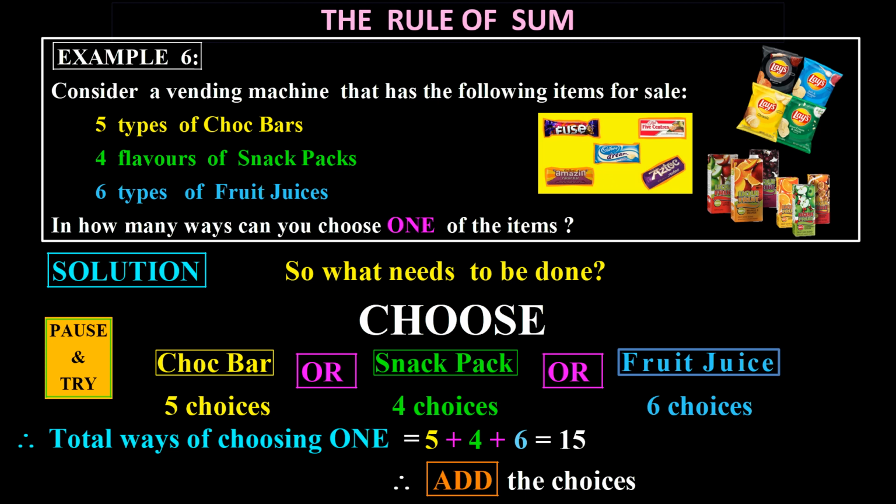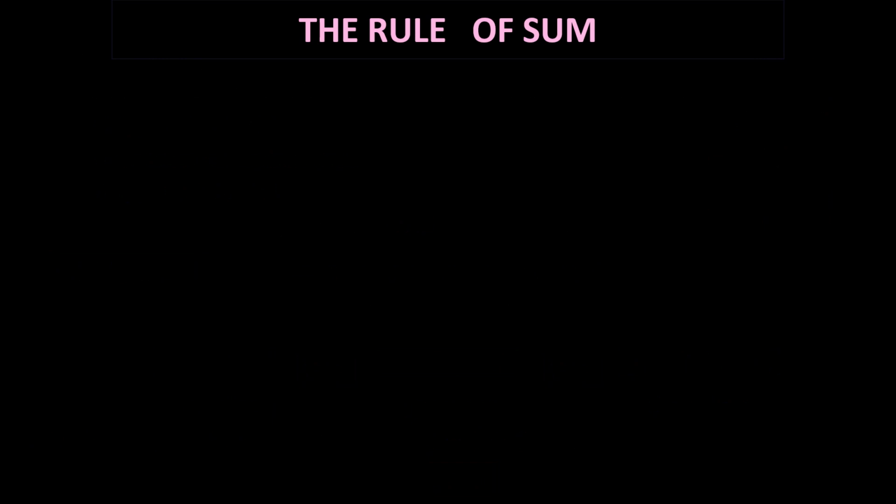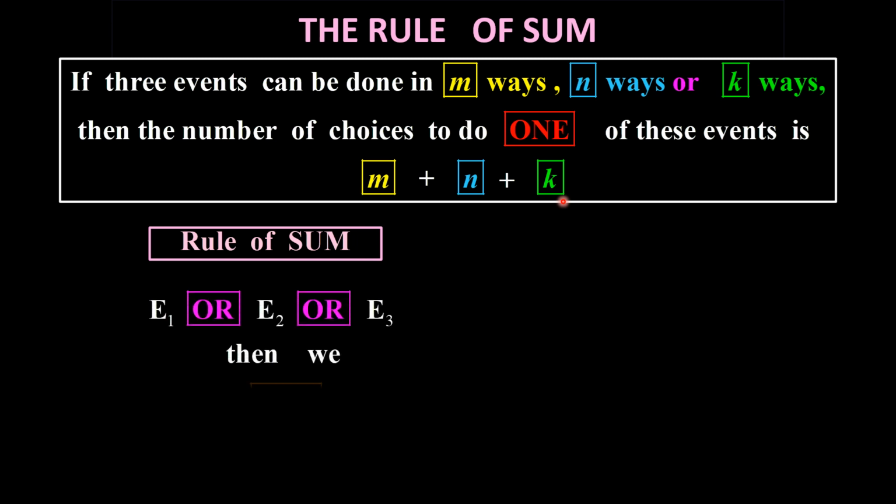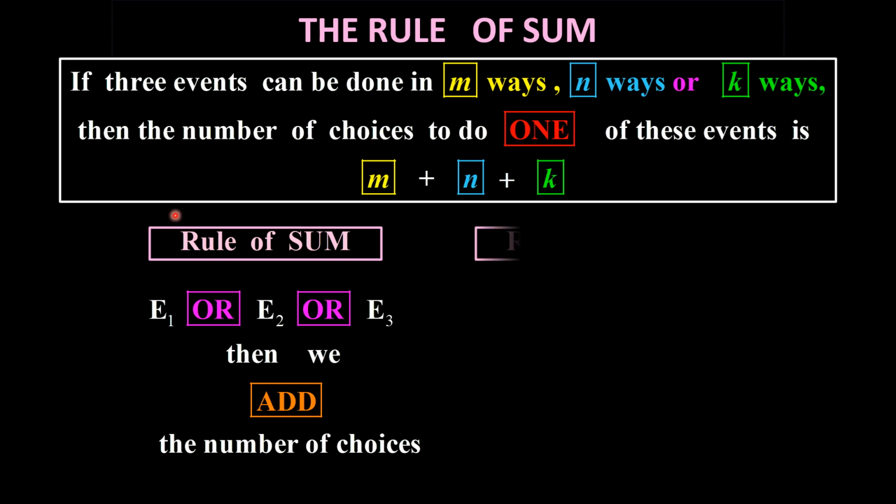Now let's get a rule for this. Let's just look at our rule here. If 3 events can be done in m ways, n ways, or k ways, then the number of choices to do one of these events is the sum m plus n plus k. So in the rule of sum, we have event E1. We choose between event E1 or E2 or E3, then we have to add the number of choices, right? If you have to choose one of these events.